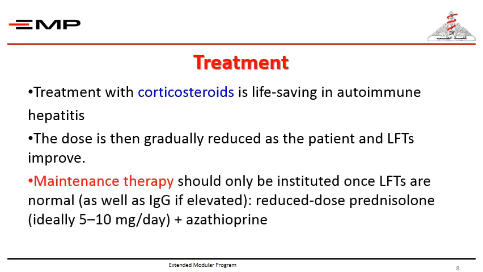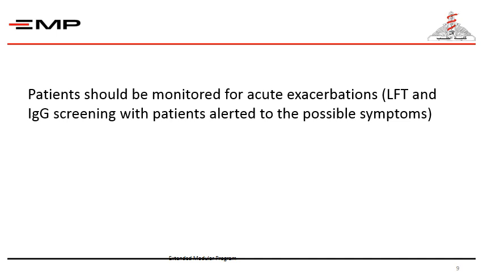Then maintenance therapy should only be instituted once the liver functions are normalized, as well as the IgG if it were elevated. Reduced dose prednisolone, ideally 5 to 10 milligrams per day, is given together with azathioprine. Patients should be monitored for acute exacerbations, and liver function tests and IgG screening are done. This is discussed in the face-to-face session.